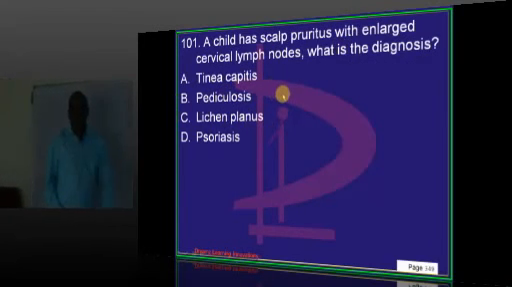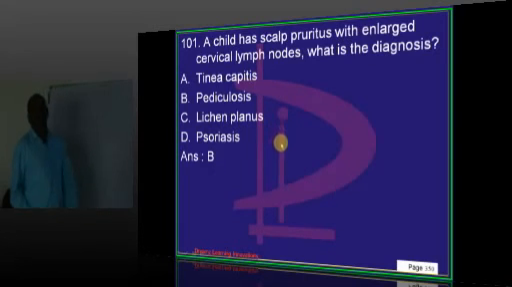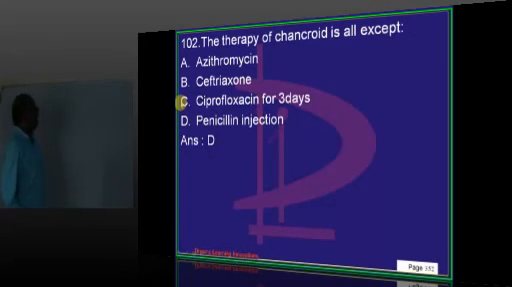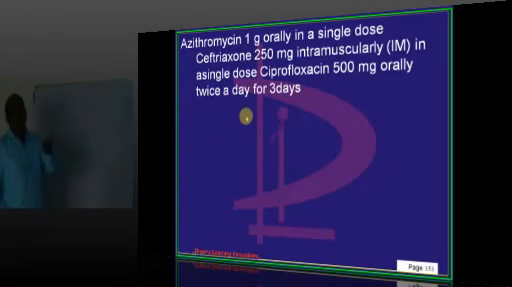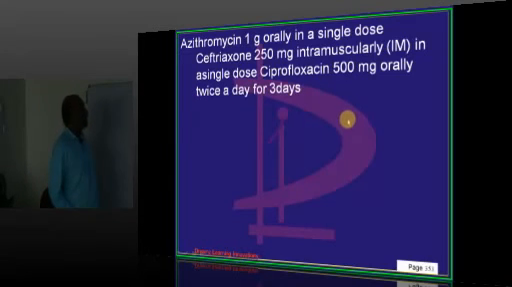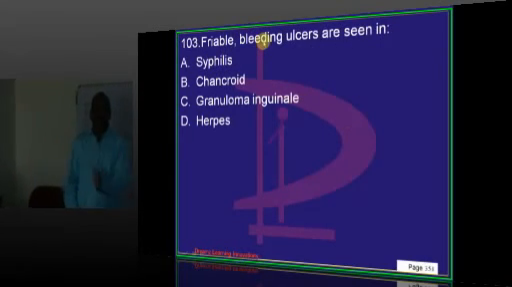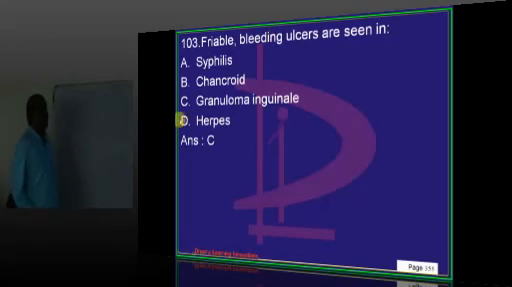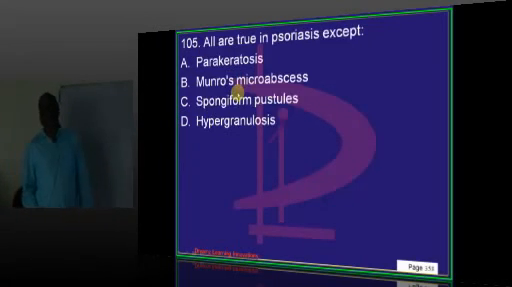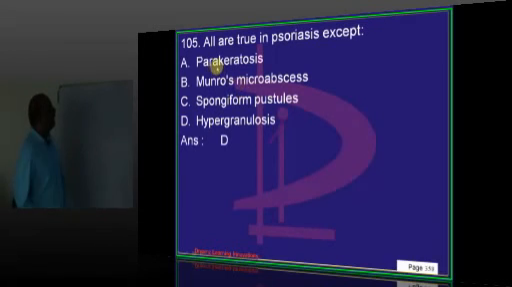Scalp pruritus, cervical lymphadenopathy. What is your diagnosis? Pediculosis. Pediculosis comes to your mind. Chancroid. Typically, chancroid is different from chancre. Chancre is syphilitic, penicillin is used, but not in chancroid. So, Haemophilus ducreyi, we use azithromycin, ceftriaxone, ciprofloxacin, etc. Friable bleeding ulcers, classical question. Granuloma inguinale. Drug-induced pemphigus commonly shows a pattern of foliaceous, which we have seen in the earlier question.